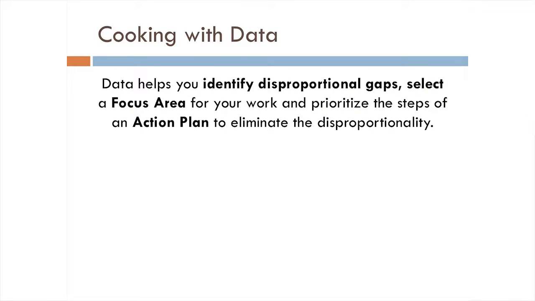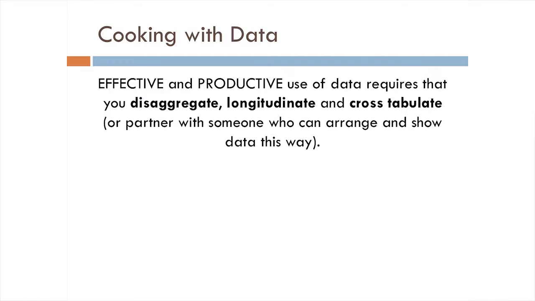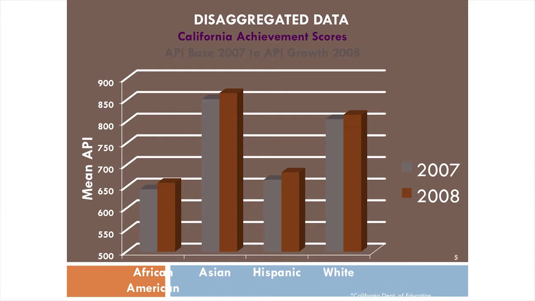Okay, so cooking with data. Data helps you identify disproportionate gaps, select a focus area for you to work and prioritize the steps of an action plan. So if you're going to cook with data, effective and productive use of data requires that you disaggregate, longitudinate, and cross-tabulate, or find somebody who can help you arrange data in that way. So an example of disaggregated data, that's where we separate data by race so that we can see whether or not there are gaps.